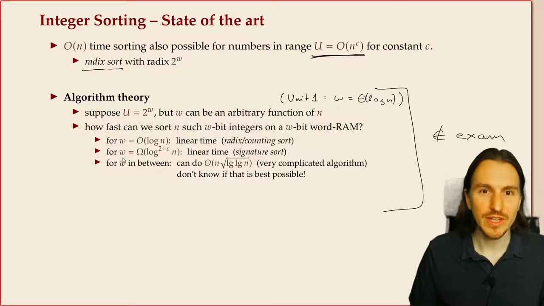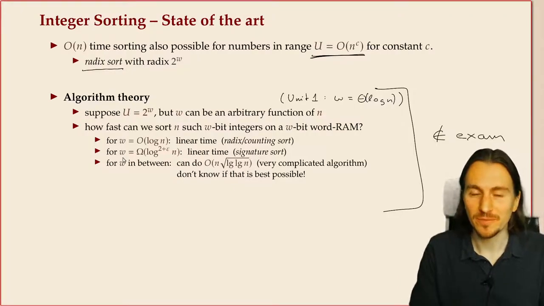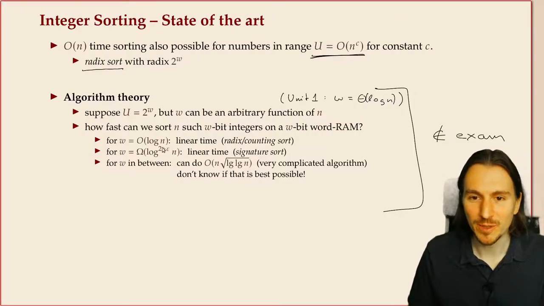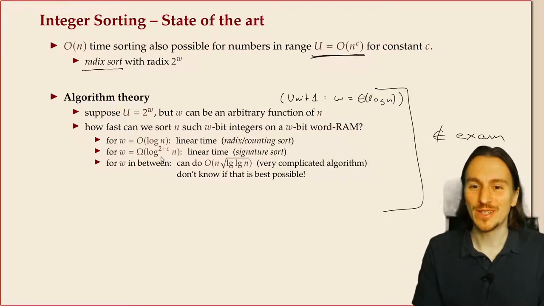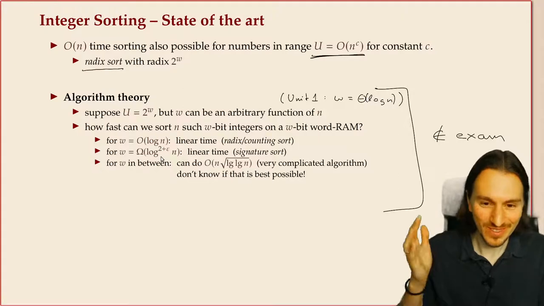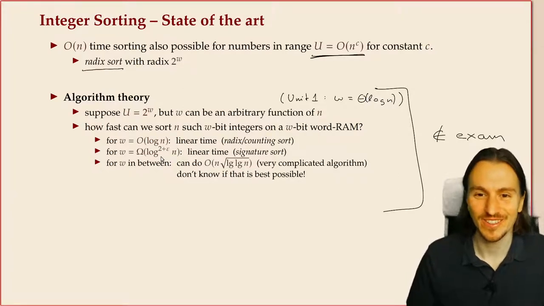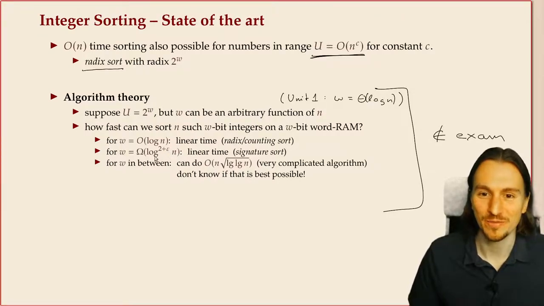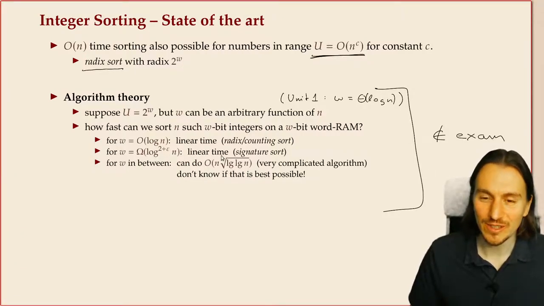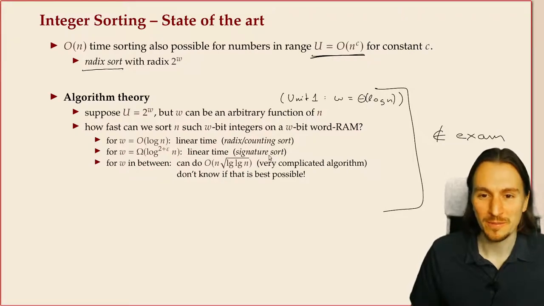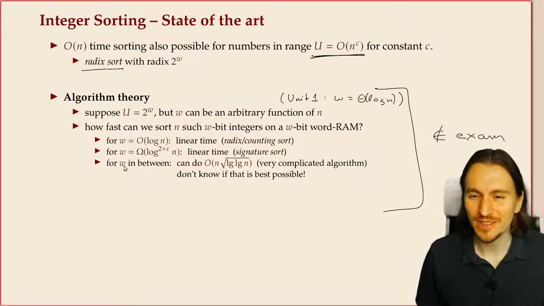On the opposite side, if w is very big, not just logarithmic, but at least more than logarithm of n squared, there's a technical reason why this is necessary. So this means there is a positive epsilon, some constant greater than zero, so that w is omega of log^(2+epsilon) n. Then you can again sort in linear time, but with a different sorting algorithm. And for the range in between, it's an open problem.